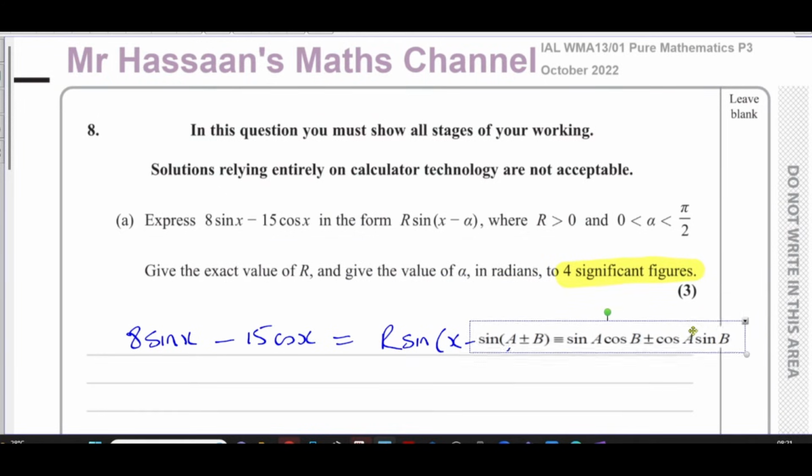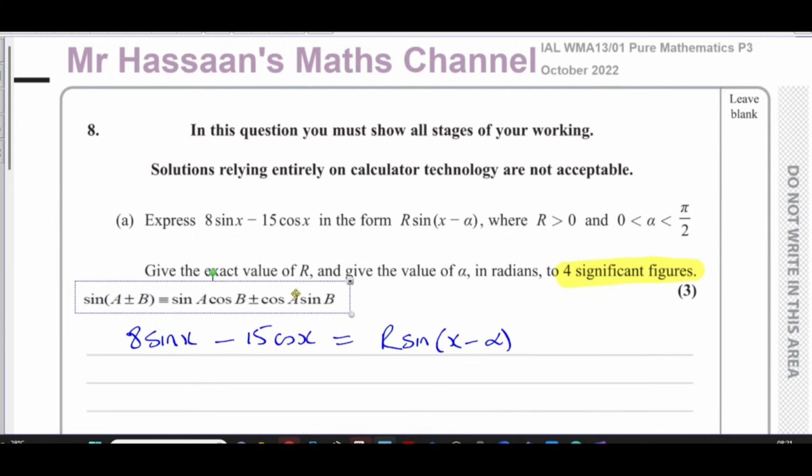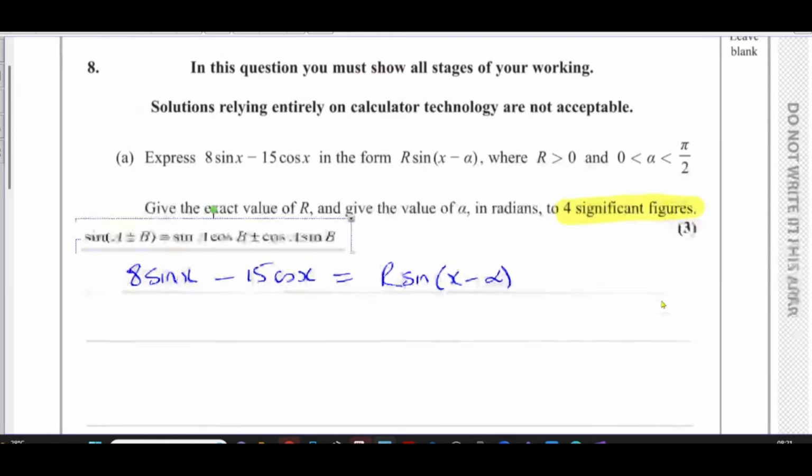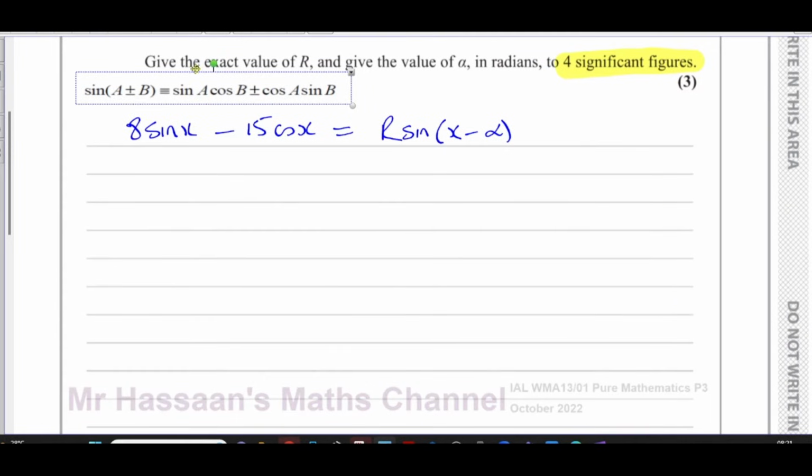So basically, what we can see from this is that we want to split this up. Sine A, this is like your A, and this is like your B. So your A is the x, and the B is the alpha. We're going to split it up so that it looks like this. Sine A minus B will be sine A cosine B minus cosine A sine B. There's an r multiplying both those terms as well.